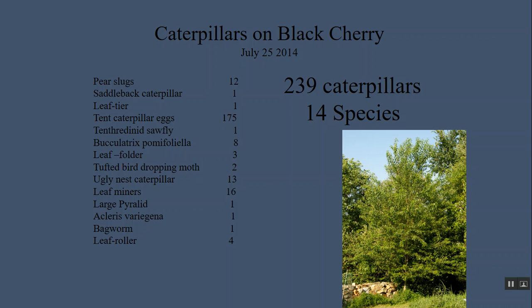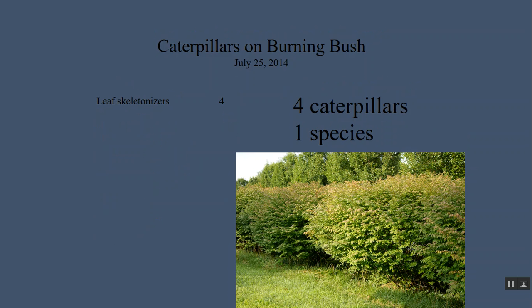Another example, a black cherry tree is a very, very good tree. On this particular day, it had 239 caterpillars of 14 different species. It's a very, very good tree. If you have a bunch of black cherry trees in a particular place, then you start to have the number of caterpillars that are needed to feed nests of baby birds. But by contrast, what do we have instead? We have lots of burning bush. And burning bush on this particular day had 4 caterpillars of one species. That's not enough to support the wildlife that we all want, because birds are not just for bird watchers.